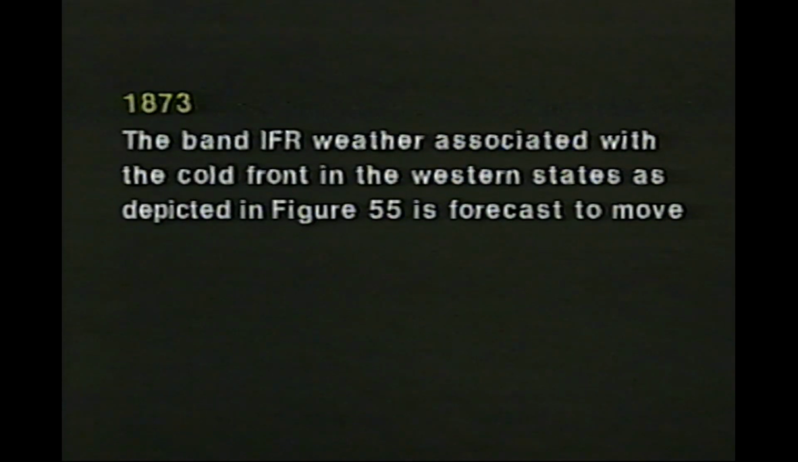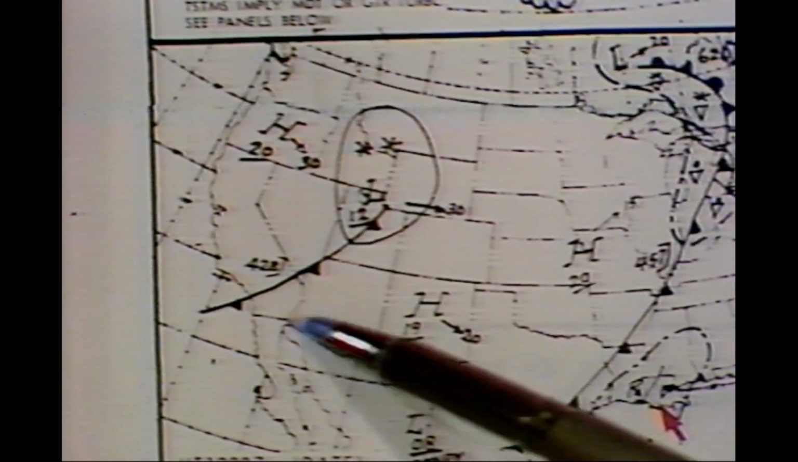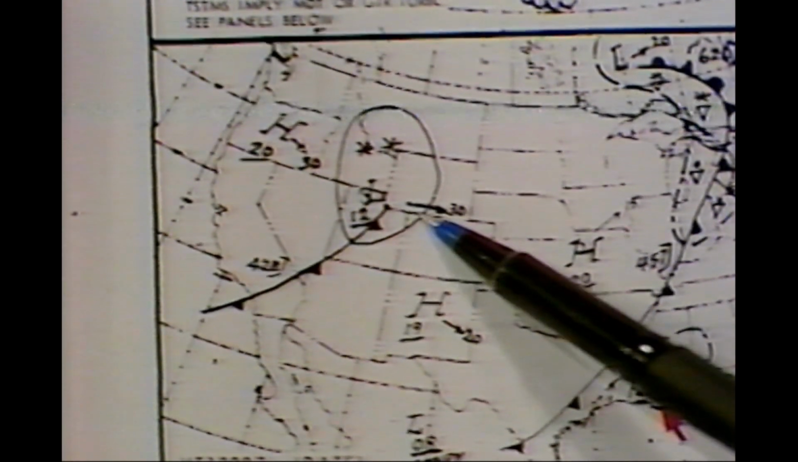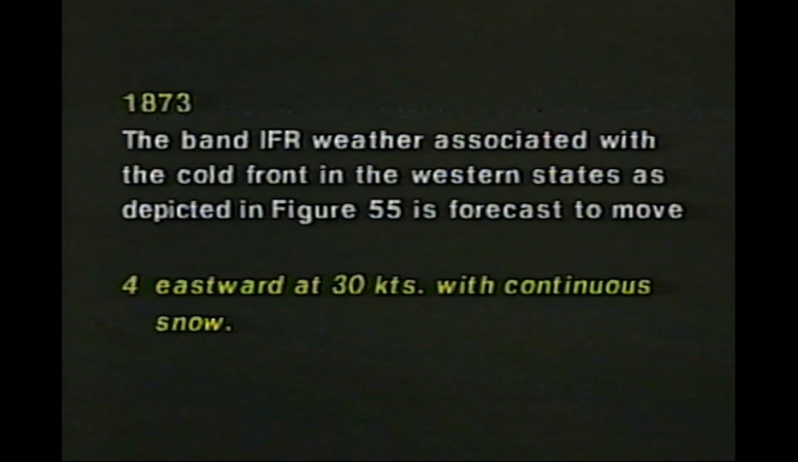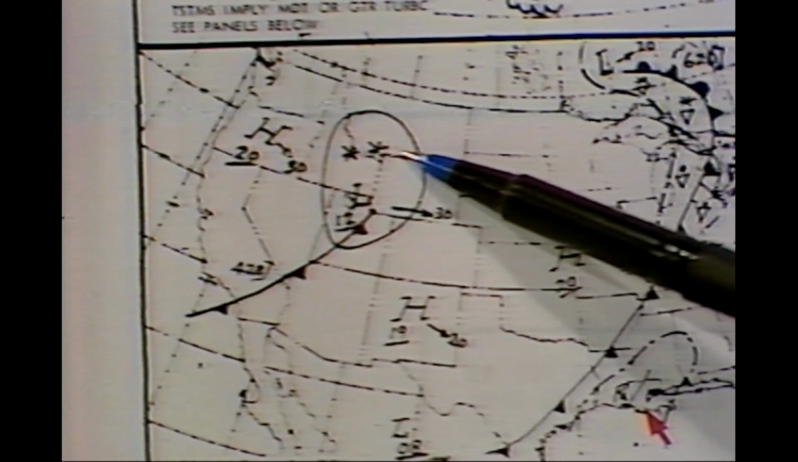873. The band of IFR weather associated with the cold front in the western states, as depicted in figure 55, is forecast to move. Well, I'm trying to find this. It's on the lower left-hand panel here, the band of IFR weather having to do with the cold front. There's an arrow here with 30, so it's moving to the east at 30 knots. That's answer number 4, eastward at 30 knots with continuous snow, and the snow is shown by these 2 asterisks on the panel.